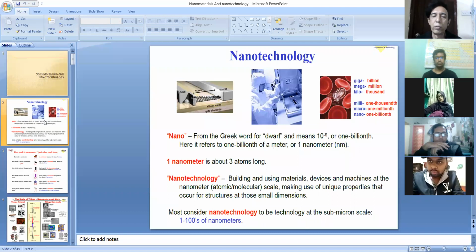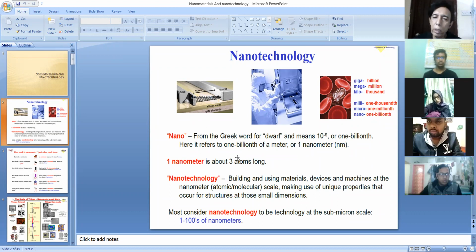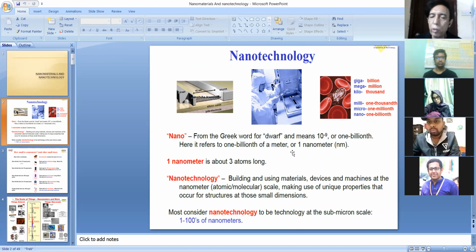What is nano? Actually, it is 1 billionth of a meter. What is 1 billion? 1 billion is about 100 crores. So nano means 1 billionth of a meter. That is 1 nanometer. Nano is a Greek word which means dwarf.